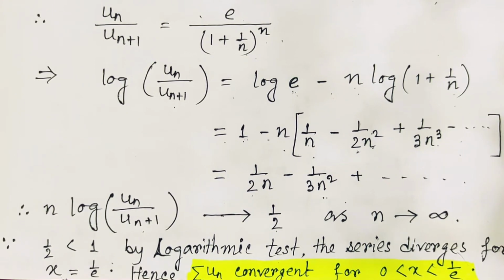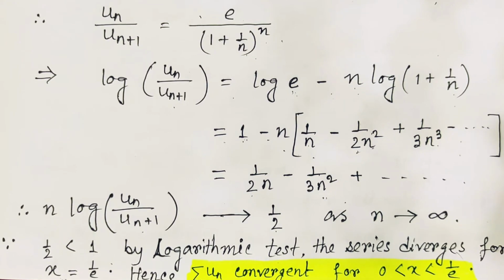Hence we can say that the summation un converges for x less than 1 by e, and definitely x is greater than 0, because it is given that x is greater than 0. So the limiting range where the given series is convergent is x belongs to 0 and 1 upon e, in between that. Now come to the next example.